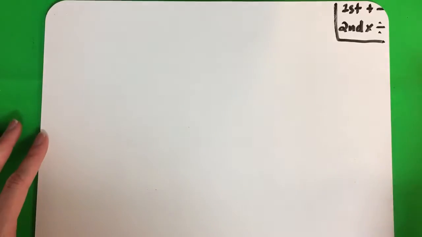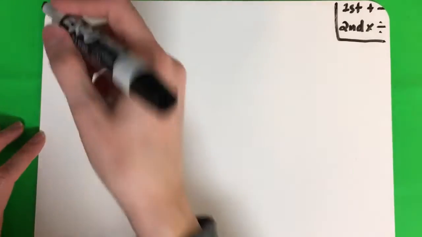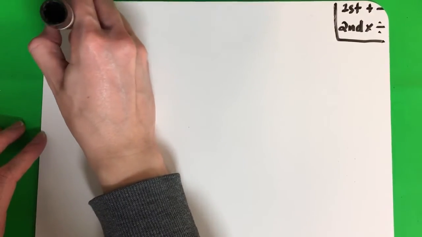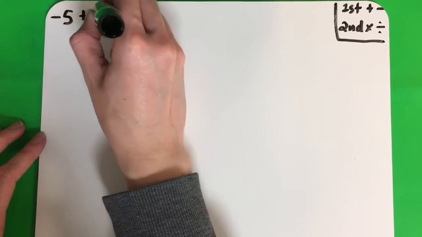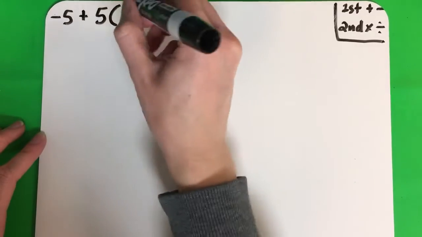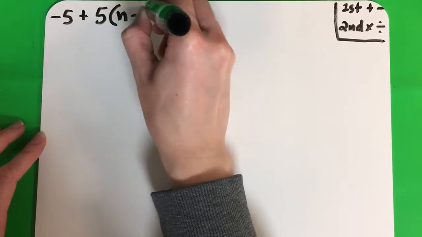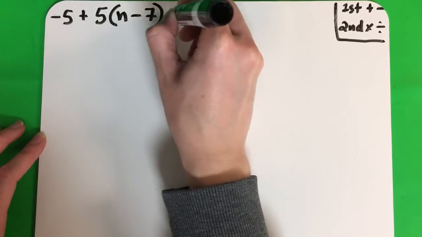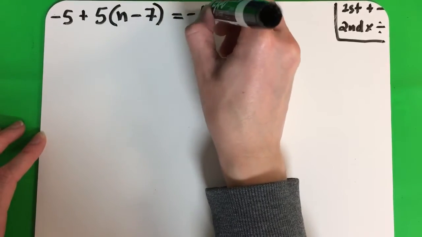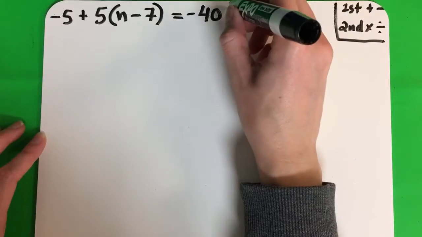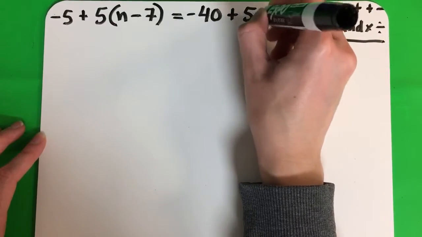These are only going to get harder. Next one. -5 plus 5 times n minus 7 equals -40 plus 5n.